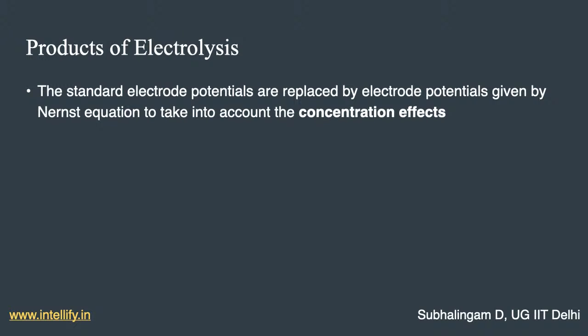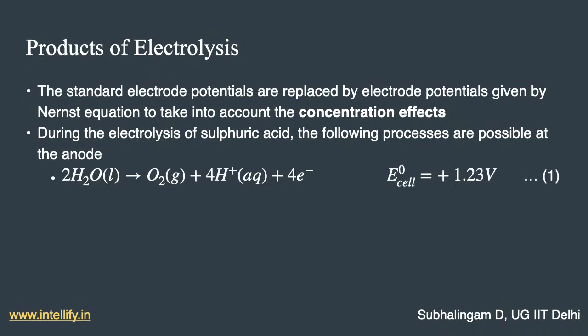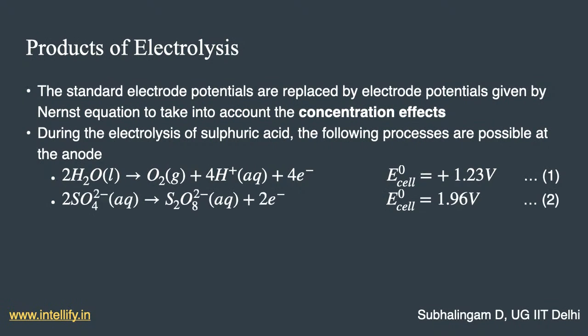The standard electrode potentials are replaced by electrode potentials given by the Nernst equation to take into account the concentration effects. During the electrolysis of sulfuric acid, the following processes are possible at the anode. 2 moles of H2O, by the way, getting converted to O2 + 4H+ + 4 electrons, and the standard electrode potential is 1.23 volt, that is 1.